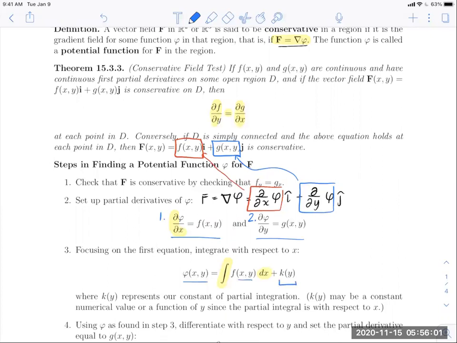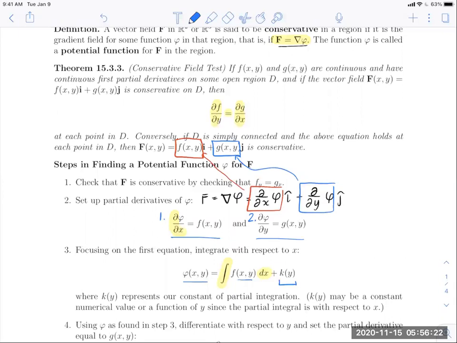So instead of a constant of integration, since we're integrating with respect to x, my constant of integration could now be a function of y, because in the eyes of the partial integral with respect to x, anything strictly in terms of y is itself a constant.